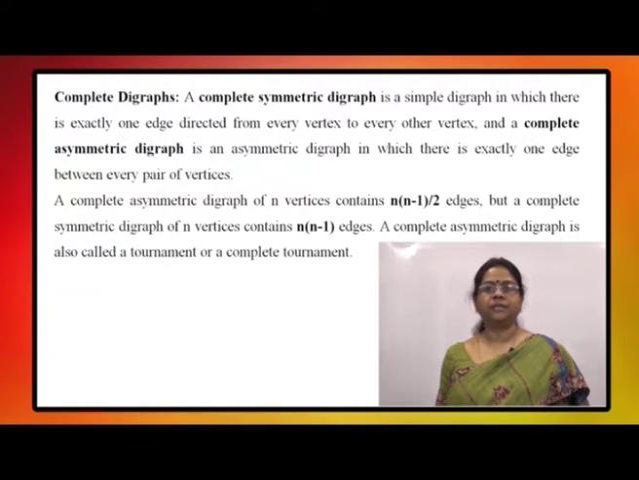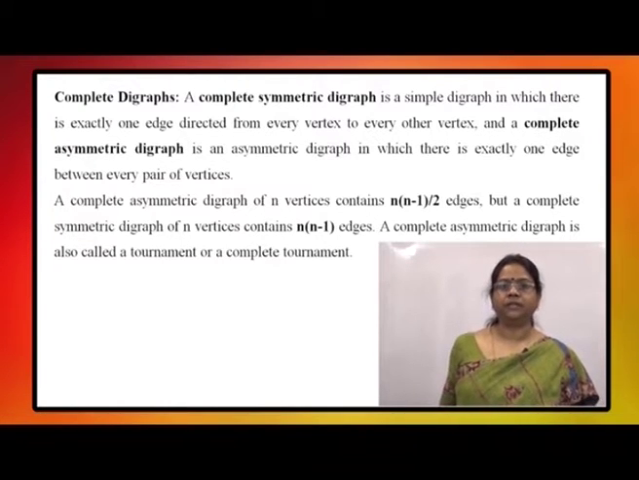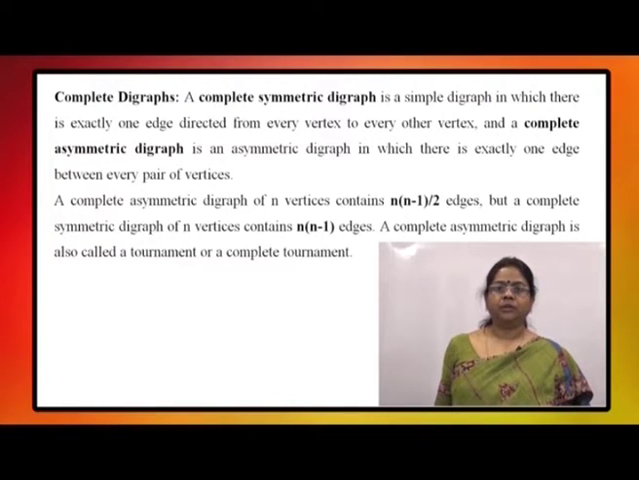So for a complete asymmetric digraph of n vertices, we can conclude that it contains n(n-1)/2 edges, that is nC2 edges, as in the case of an undirected graph. But a complete symmetric digraph of n vertices contains double this number of edges, because between each pair of vertices there are two edges oppositely directed.